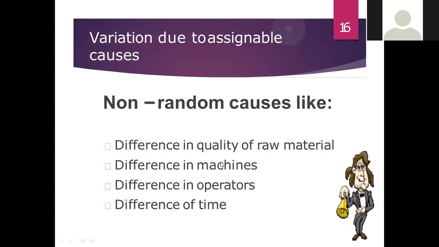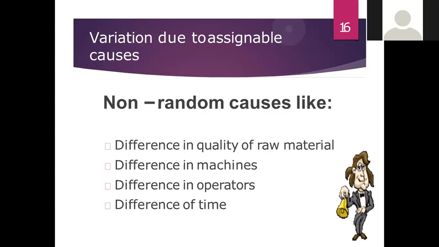But the second type of causes are very problematic causes. Non-random causes, or variation due to assignable cause. Here you know the reason clearly: difference in the quality of raw material, difference in machines, difference in operators, or difference of time, right? Sometimes in the morning, production quality will be low compared to evening. Sometimes in the morning, production quality will be high compared to evening. So you know time is the reason. So these types of problems are assignable, non-random.